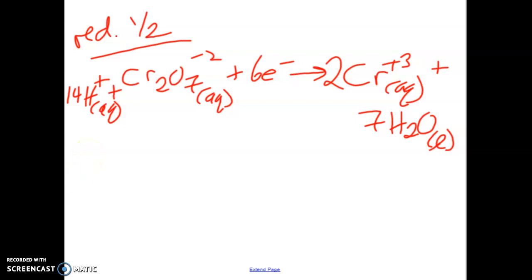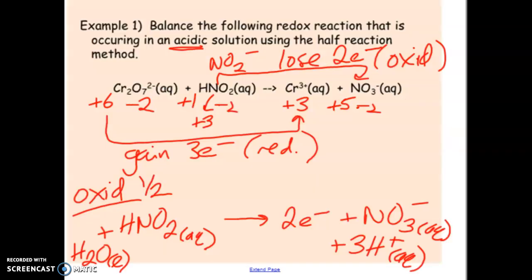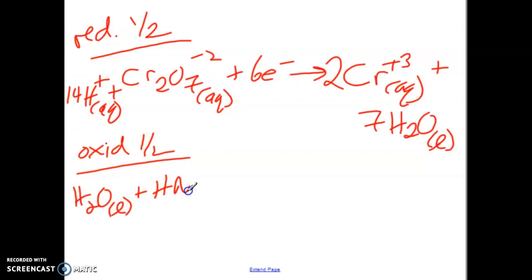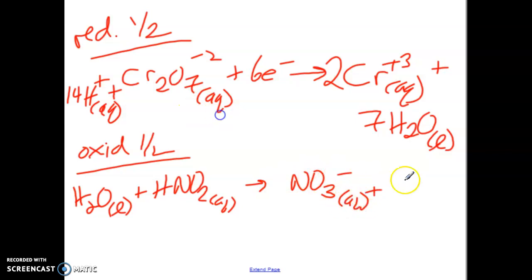Actually, just to make this easier, I'm going to write the oxidation half here so we can compare the two when we're ready to go. So we had a water, we had HNO2, we had NO3, and we had 2 electrons gained, and we had 3 hydrogens that were added. Okay, so at this point, we're at the step where we have both half reactions fully balanced, like we balanced them individually.